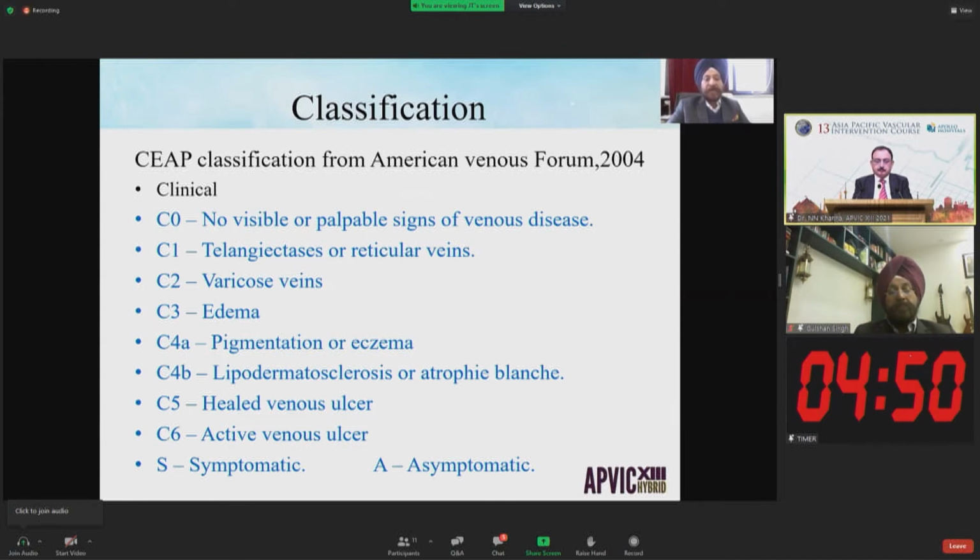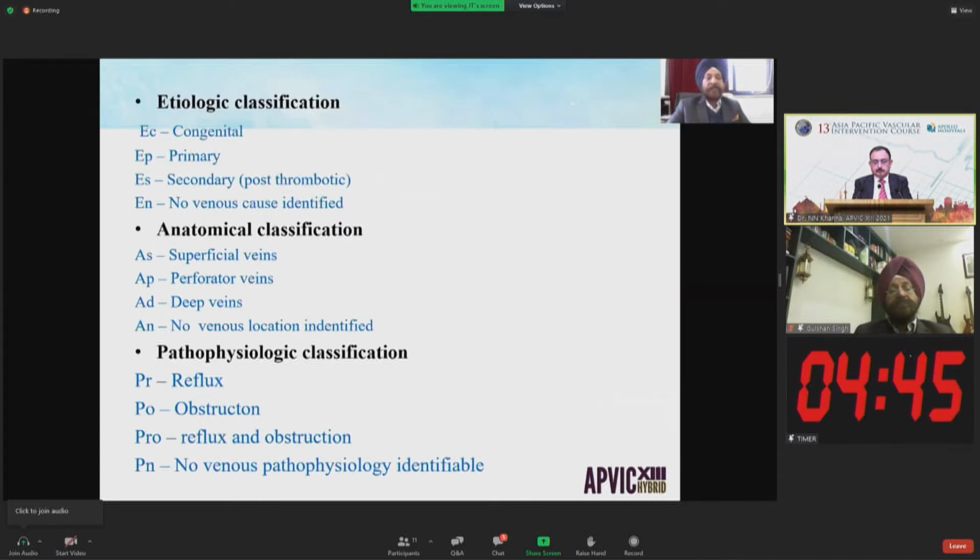S stands for symptomatic and A stands for asymptomatic. Then we come to the etiological classification. It is EC congenital, EP primary, ES secondary.